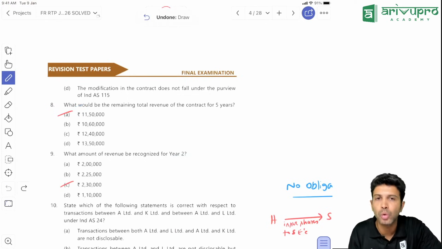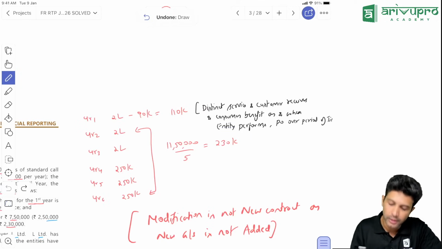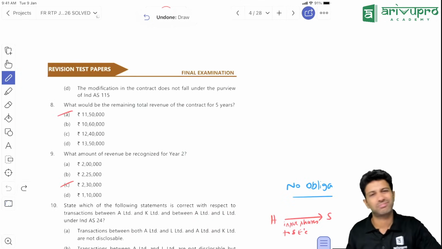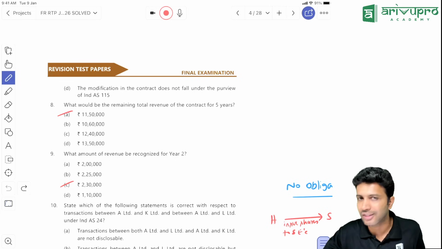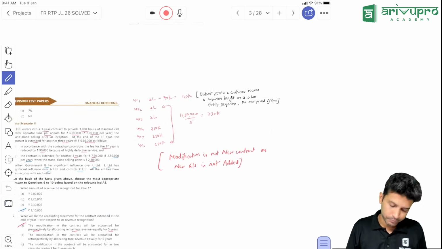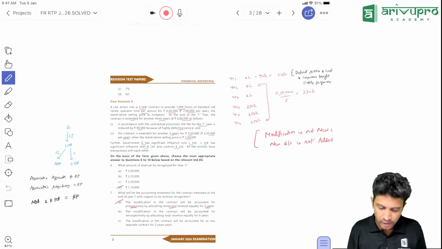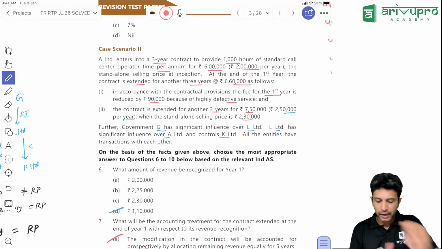From year 2 to year 6, we'll recognize 2,30,000. That's what we got here. Yes, that is the amount. That's all. Not much calculation, but you just need to be a little clear on the concepts. That's it. Okay, this is about this case. This case has another part.